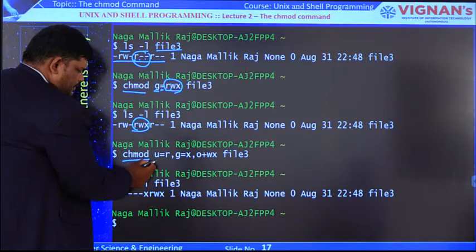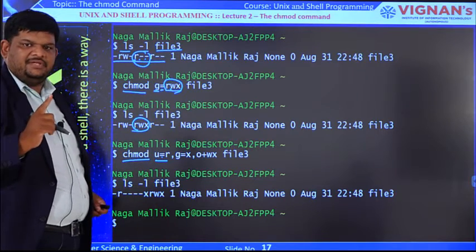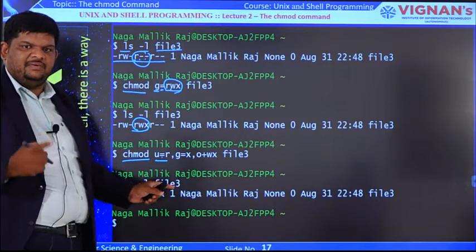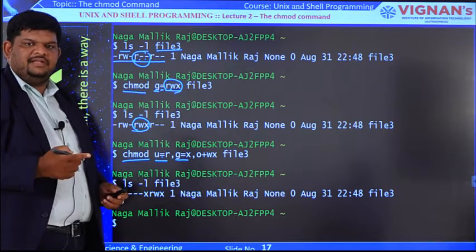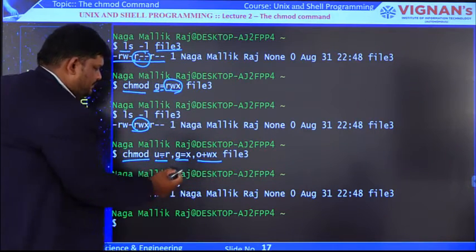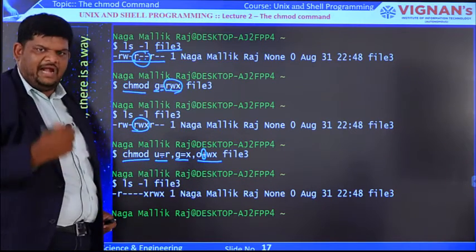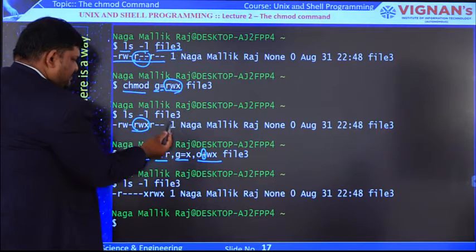Change mode. For user, we are assigning only read permission; we are not adding, we are setting only read permission. For group, we are assigning the execute permission. For others, observe here the plus operator, we are adding write and execute. So now let us see what is the effect.